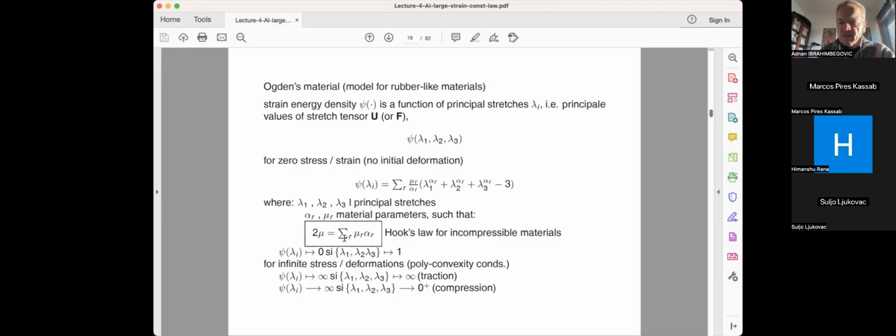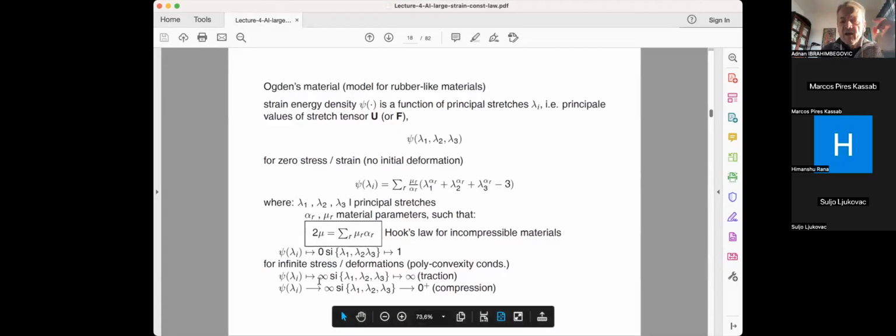For this one, it's very easy to check that you are now fulfilling all these physical conditions. Namely, if you have a principal stretch going down to 1, you should have a 0 strain. So 1, 1, and 1, whatever the power alpha r is, doesn't really matter. This will be 3, and 3 minus 3 is equal to 0. So the internal energy goes down to 0. So you're really sure that you are doing the right thing for the small deformation setting. And now if you take a lambda going to infinity, this explodes.